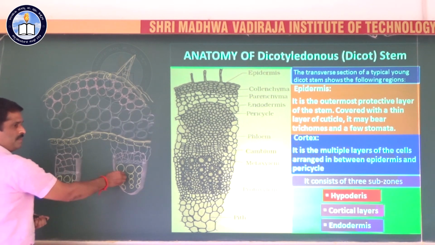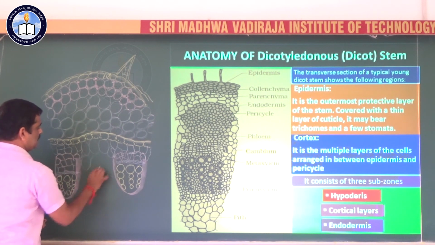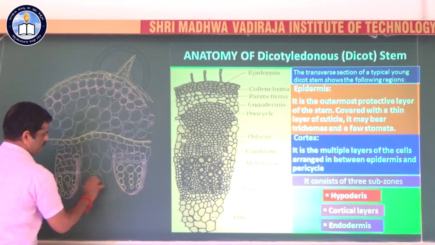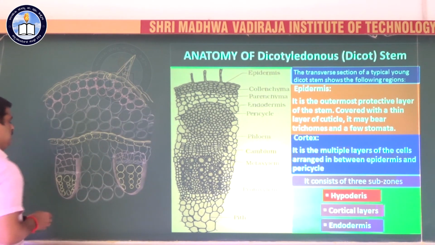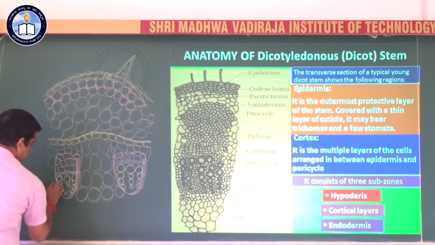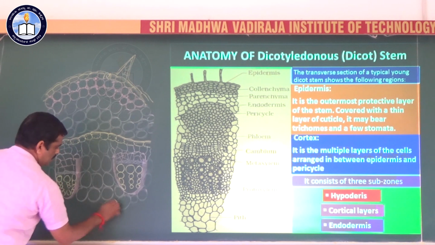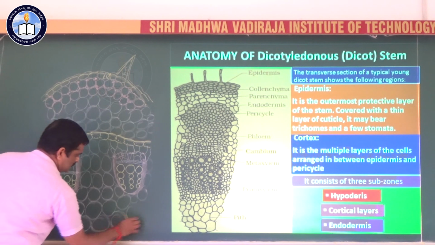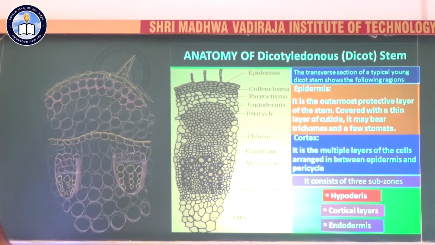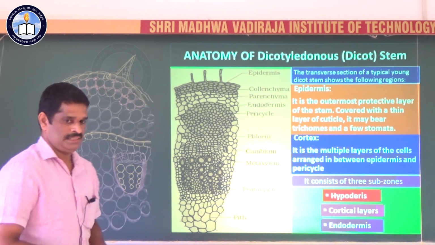Then between the vascular bundles, parenchyma cells radiate. That is what we refer to as the medullary rays. Between the vascular bundle, the parenchyma cells radiate. That is the medullary rays. At the center, the pith is made up of parenchyma cells. So this is the anatomy of the dicot stem.